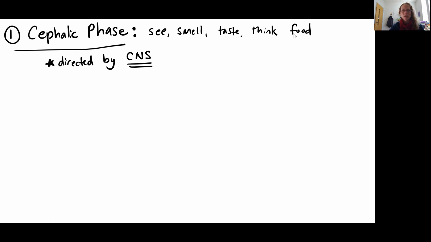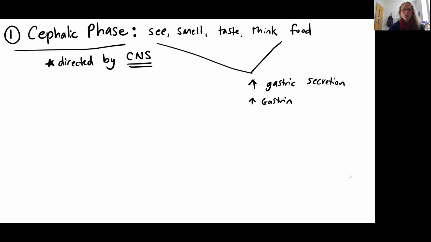So seeing food, smelling food, tasting food, thinking of food, all of course directed by the central nervous system, will start your stomach juices flowing. So you're going to increase your gastric secretion. That means hydrochloric acid and pepsin. You're going to release the hormone gastrin, which remember is made by those G cells in the stomach. Gastrin, remember, is increasing gastric secretion and also gastric motility. So you're preparing for that eventual food that's going to come into the stomach.